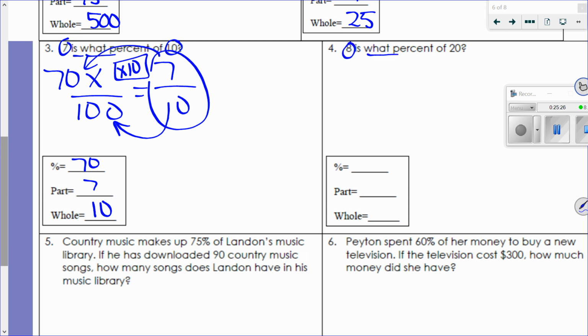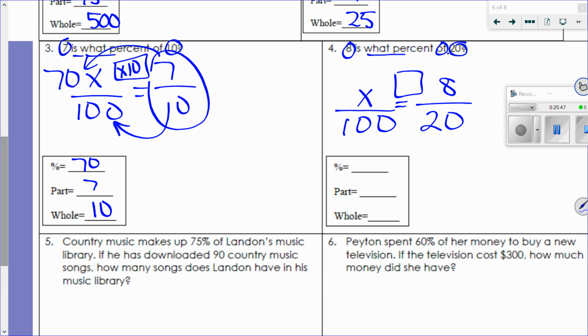8 is what percent of 20? So start with our framework. What is my percent? X. I don't know it. What's right after of? What's left? Okay? Again, remember, I'm going where I have two numbers, so I'm actually going this direction. How do I go from 20 to 5? Times 5. So what do I do to the 8? Times 5, yes.